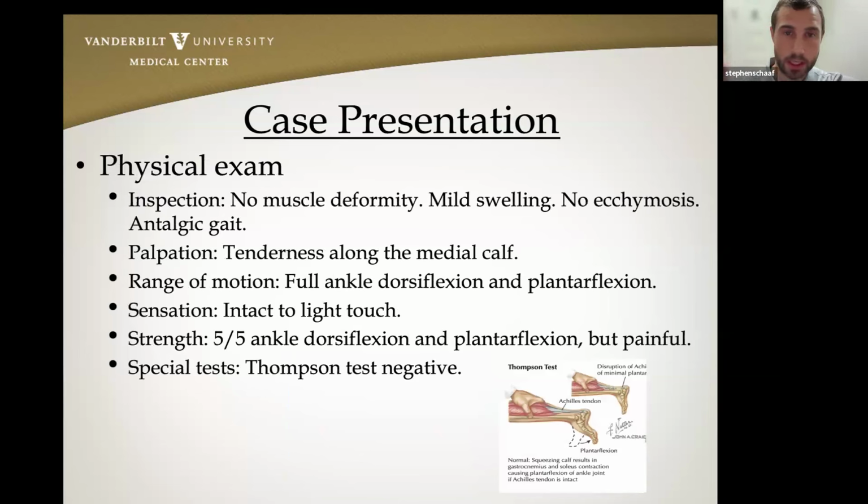For the physical exam on inspection, there wasn't any obvious muscle deformity, but he definitely did have some mild swelling of the right calf compared to the left. He didn't have any obvious bruising, but did have an antalgic gait because he was having pain in that calf. He had tenderness along the medial calf, along the mid portion and going down to the distal portion. He remained intact to light touch. He had intact dorsiflexion and plantar flexion, but definitely some pain with these motions. Notably for special tests, the Thompson test was negative for a likely Achilles tendon rupture.